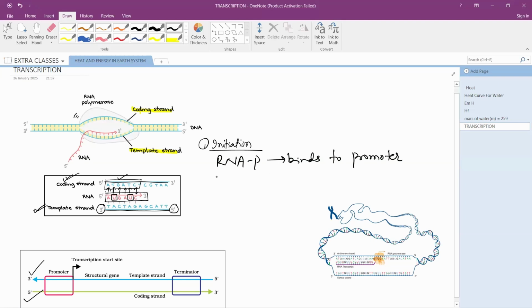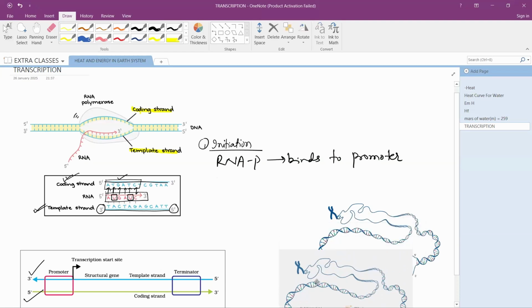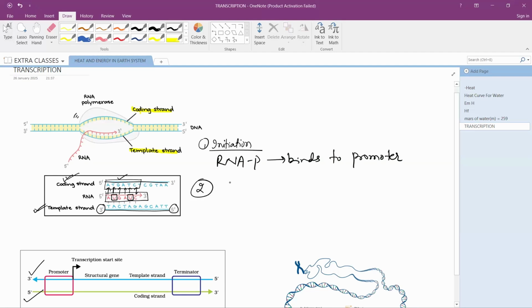Now, the promoter signals the start of transcription. After then, transcription will start. Any doubt? If you do not know about the promoter, then you will not understand how a gene will produce the enzyme. So you need to know about the promoter.